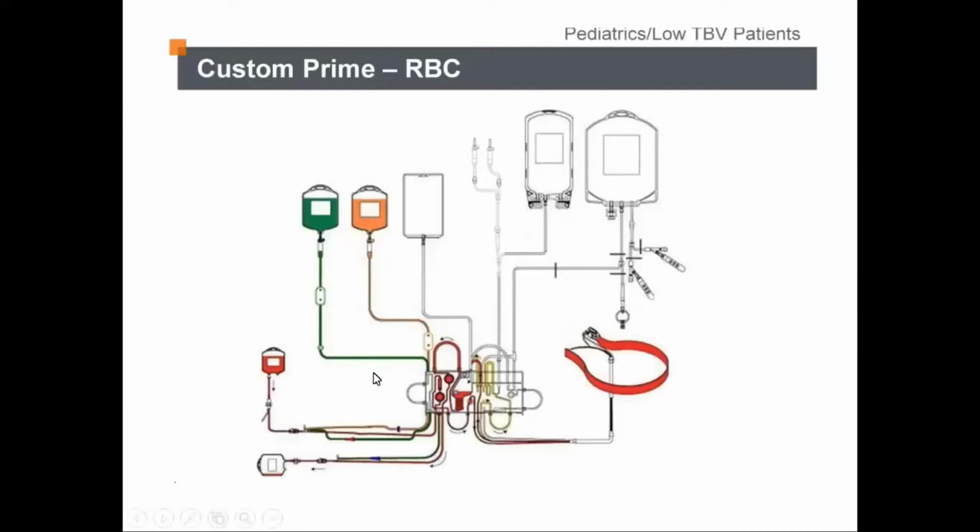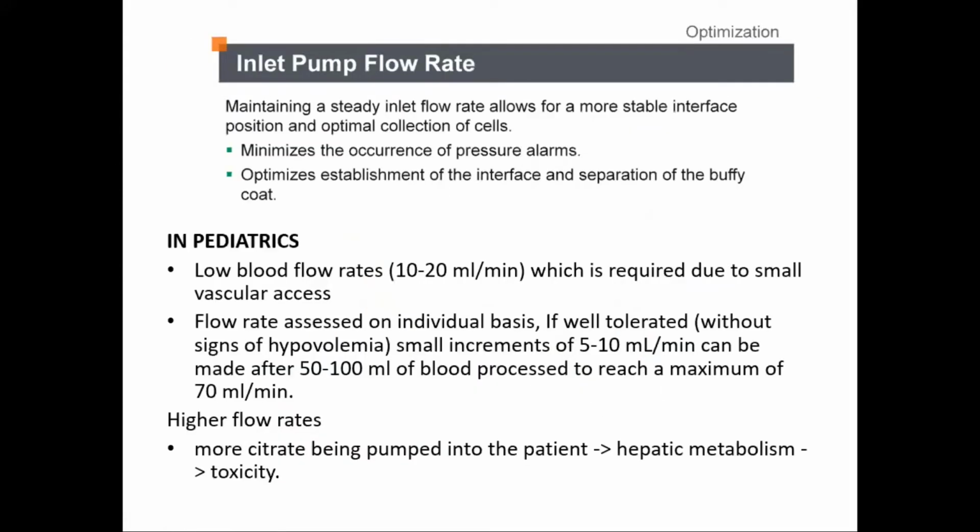So this is how RBC priming is done. In the inlet line, we connect the blood bag. In the outlet line, we connect the transfer bag. So the blood is primed through the circuit before we connect to the patient. The circuit is primed with blood, so the extracorporeal volume is compensated with the transfused donor unit.